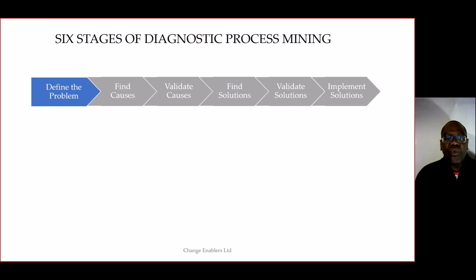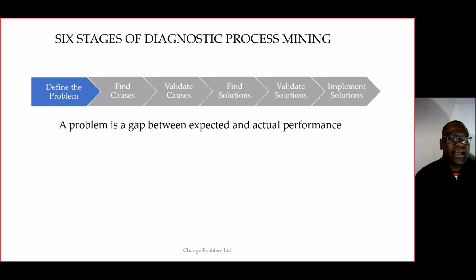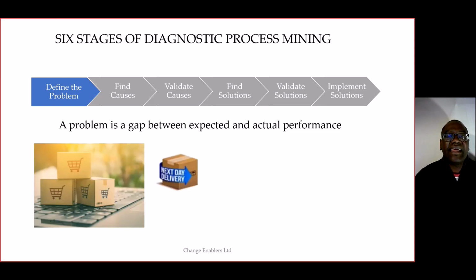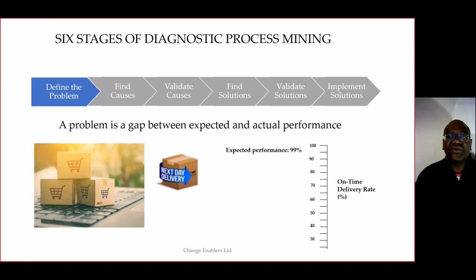Let's start by explaining what we mean by a problem in this context. Simply put, a problem is a gap between expected and actual performance. To illustrate, assume you're working for an online retailer who guarantees to deliver purchased goods to our customers the next day. Internally, the goal, the expected performance, is 99%. So 99% of orders will be delivered next day. However, in reality, only 50% of orders are. That gap between the expected and the actual performance is the problem.